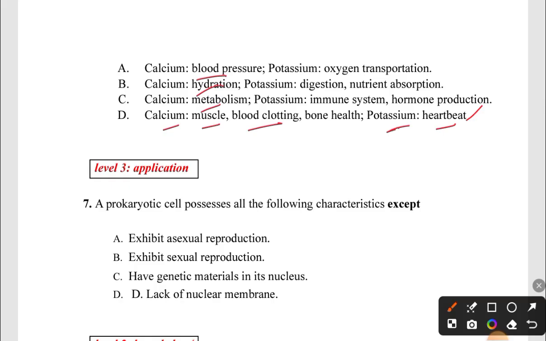Question 7. A prokaryotic cell possesses all the following characteristics except A. Exhibits asexual reproduction. B. Exhibits sexual reproduction. C. Have genetic materials in its nucleus. D. Lack of nuclear membrane. The answer to question 7 is C. Prokaryotic cells have genetic materials in their nucleus. It's false. They don't have a nucleus.